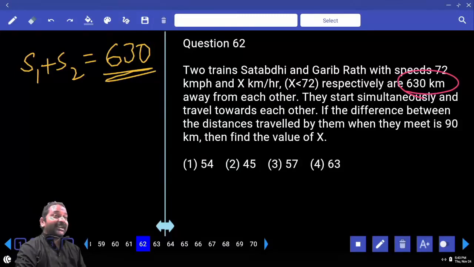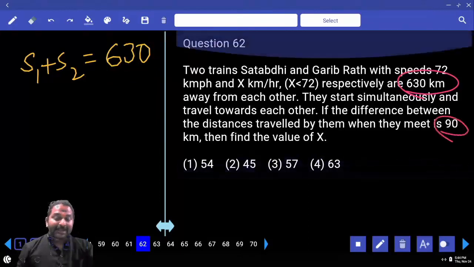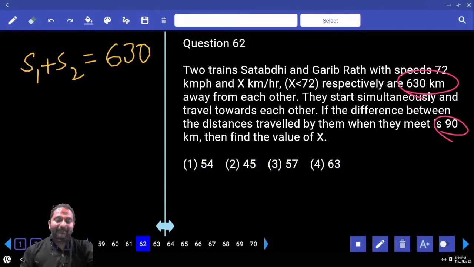So that 630, they covered together in 1 hour, do we know that? It is the same time we know. The same time may be 1 hour, 1.5 hours, 2 hours, 3 hours, or it may be x hours. We don't know that. Clear? Continue. Next. And now at the same time they mentioned 90 is the distance between both of them.